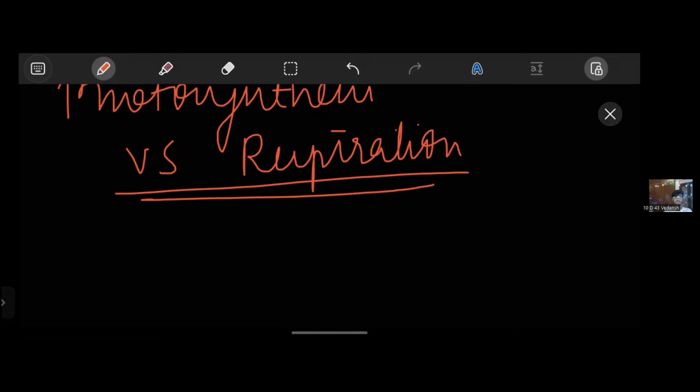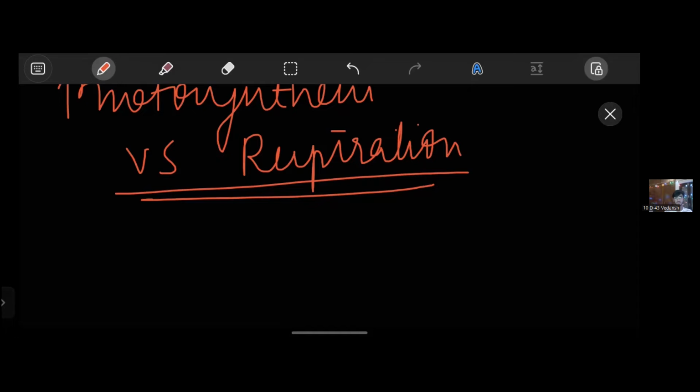Glycolysis is a process in which A, glycogen is broken down into glucose, B, which occurs in mitochondria, C, in which glucose is broken down into pyruvate, D, that occurs next to the Krebs cycle. The answer is C, in which glucose is broken down into pyruvate, because in the starting I told you that. Secondly, it breaks down glucose into pyruvate, then pyruvate gets converted into pyruvic acid.